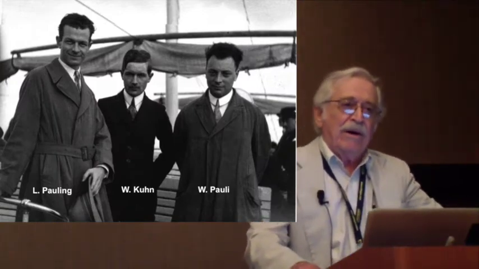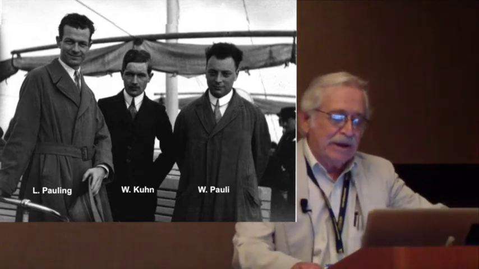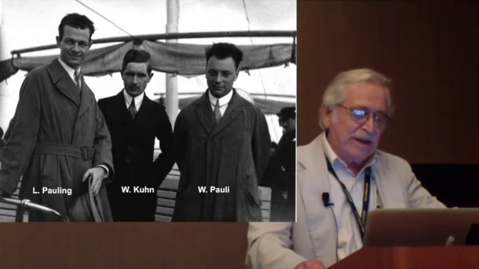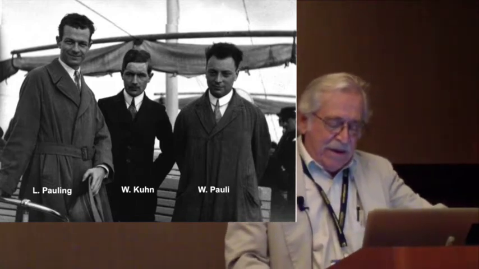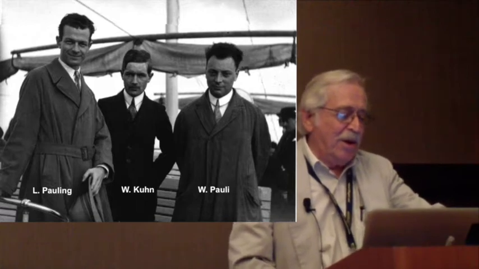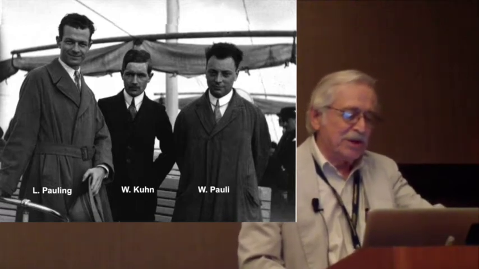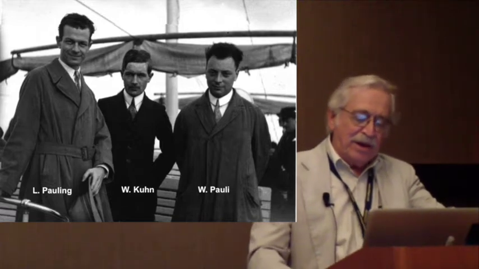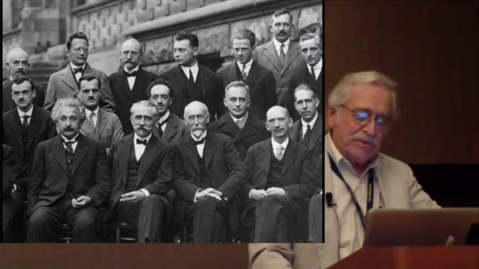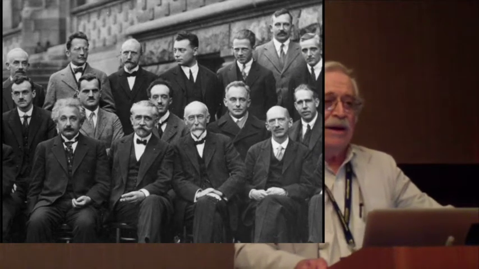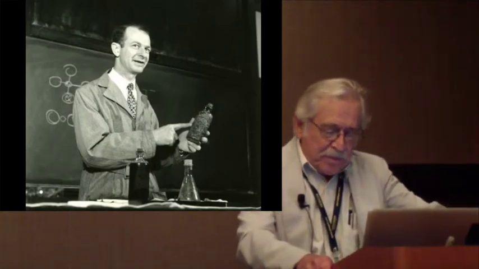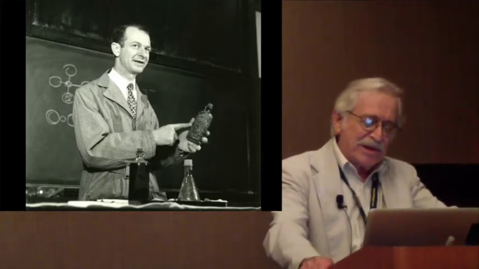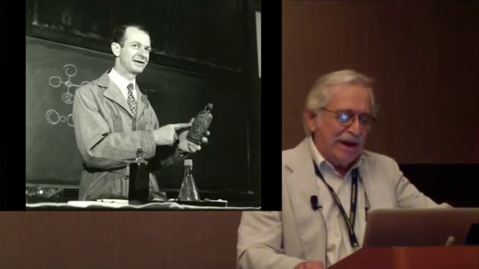In fact, for the two previous years, he'd been mostly in Munich and traveling around in Zurich and Göttingen and Copenhagen, finding out what all the pioneers were doing, Schrödinger and Pauli and Heisenberg and Dirac. But when this conference was going on, he was back at Caltech as assistant professor of theoretical chemistry and mathematical physics.